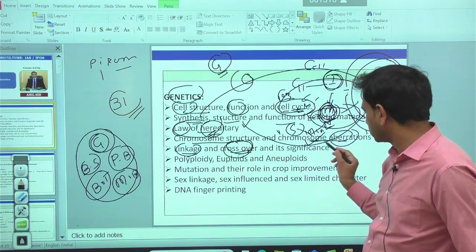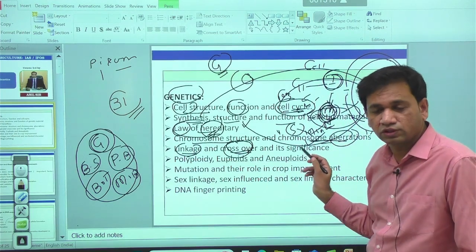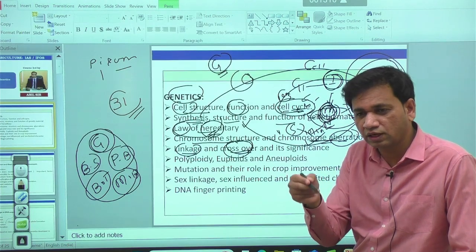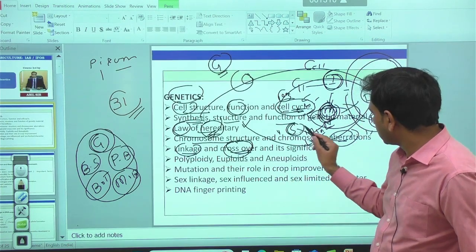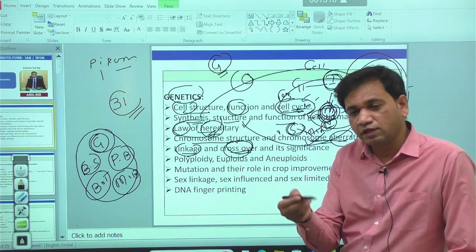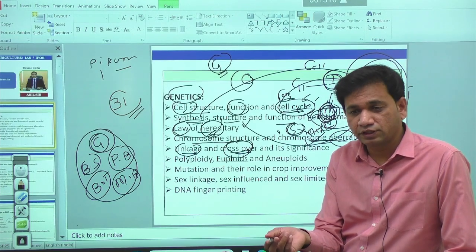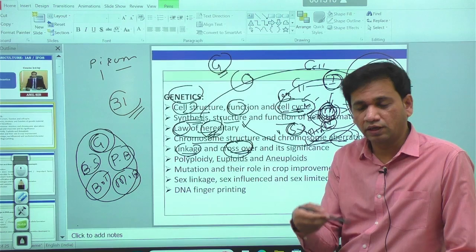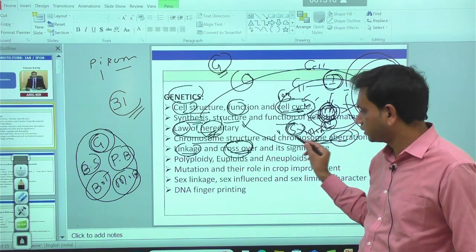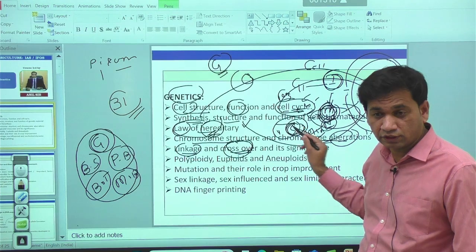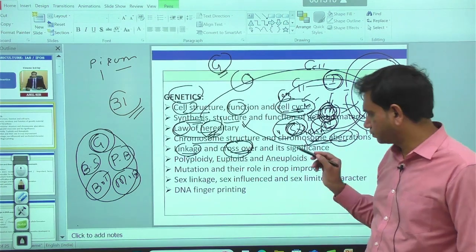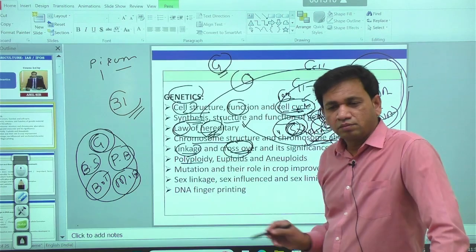So here also we can expect 10 or 15 marks questions. In 2024, they asked a good number of questions on aberration. Aberration means deviation from the normal structure or number of the chromosome, right? With respect to the structure, we have addition, deletion, inversion, and translocation. With respect to the number, we have the aneuploidy and polyploidy conditions.